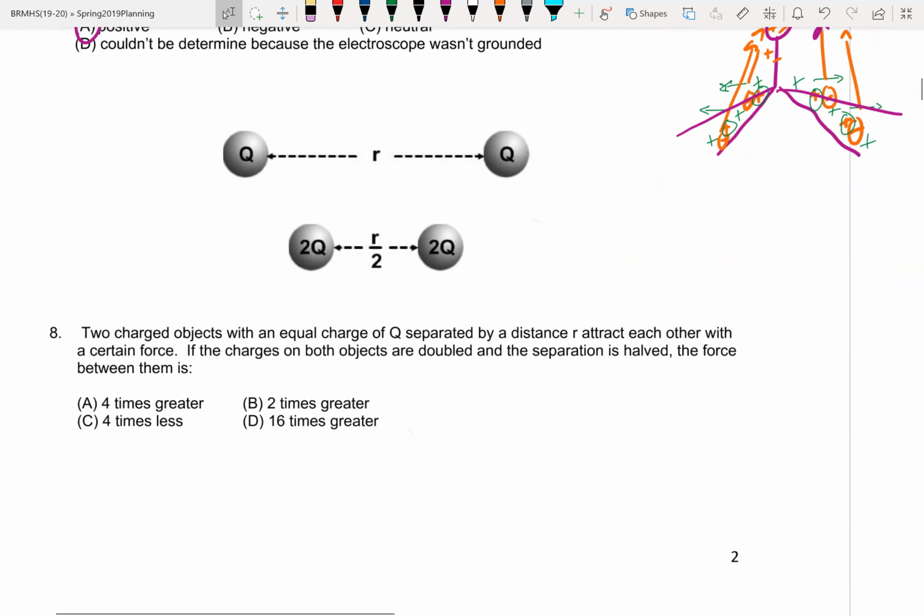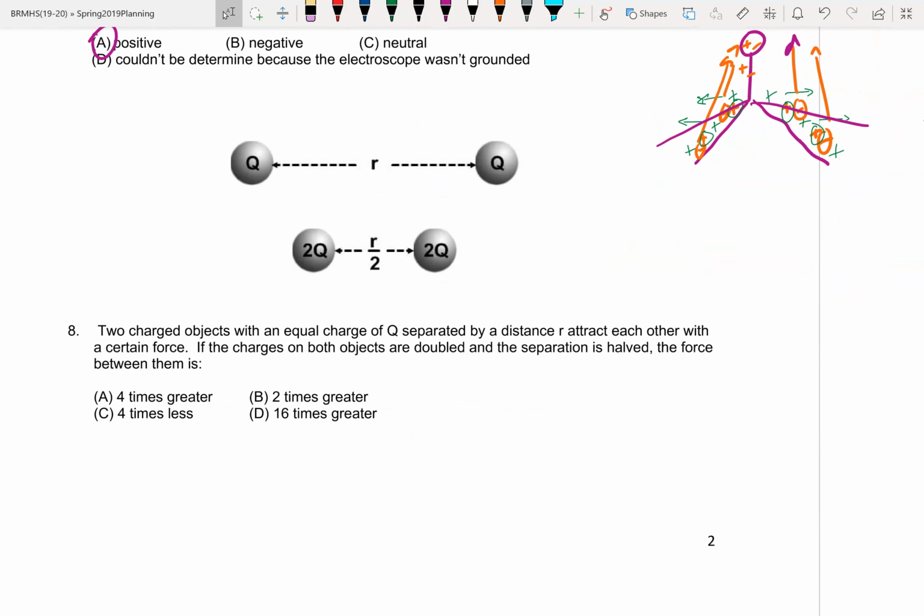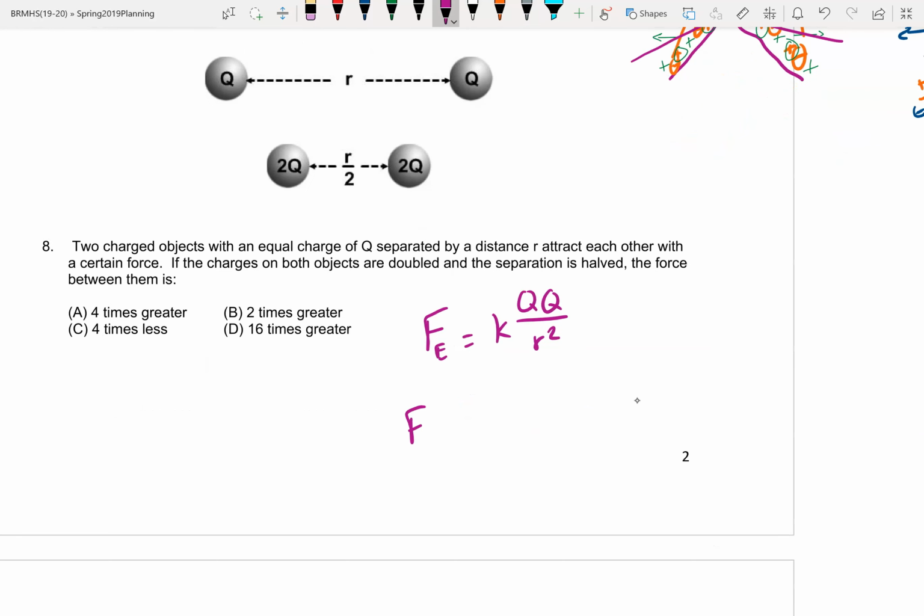Two charged objects with equal charge of capital Q separated by a distance r attract each other with a certain force. If the charges on both objects are doubled and the separation is halved, the force between them is the same as our Coulomb's law interactive. Here's our Coulomb's law. We have a charge to start off with, Q over R squared. There's our Coulomb's law. And now we have a new electric force. Let's call it Fe prime.